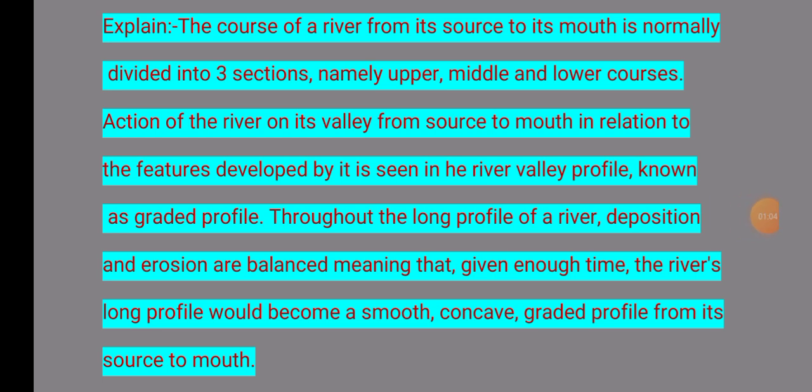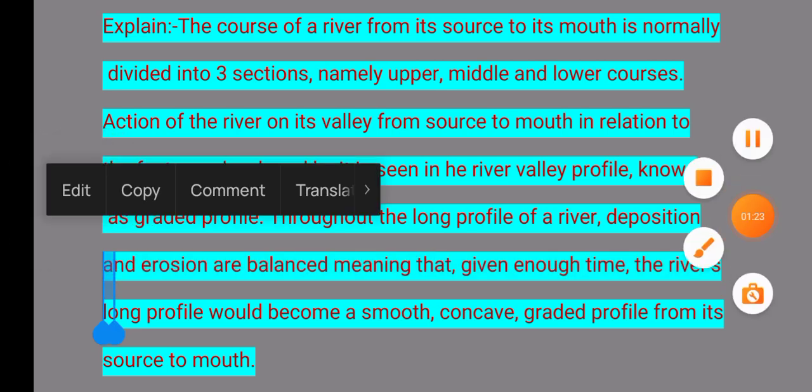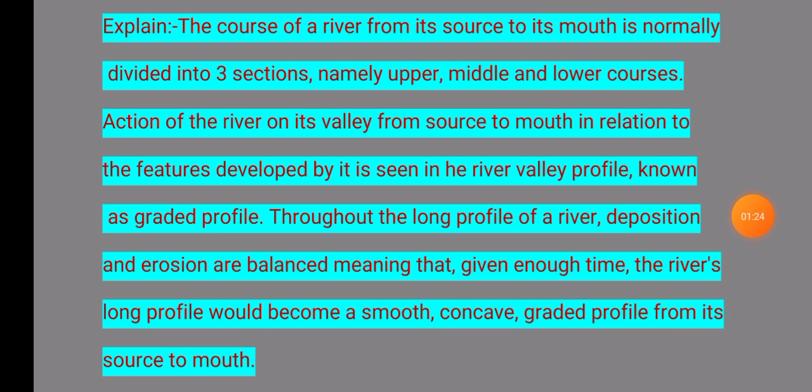120 number question explain. The course of a river from its source to its mouth is normally divided into three sections, namely upper, middle and lower course. Action of the river in a valley from the source to the mouth in relation to the features developed by it, as seen in the river valley profile, is known as the graded profile.